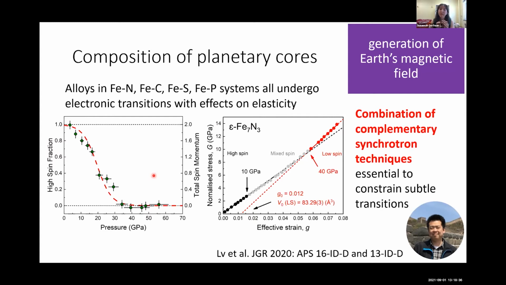When we plotted it in this way by normalizing stress versus effective strain, we were able to see this change in slope at the completion of the spin transition that corresponded to that same pressure where we have become entirely low spin here.